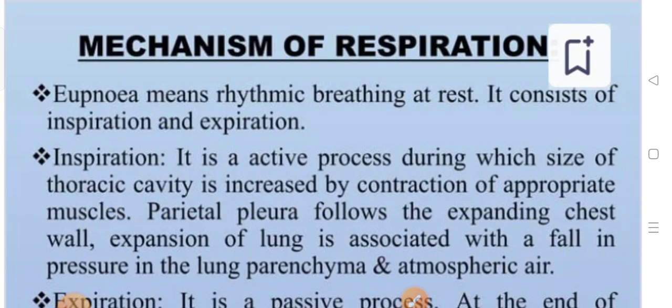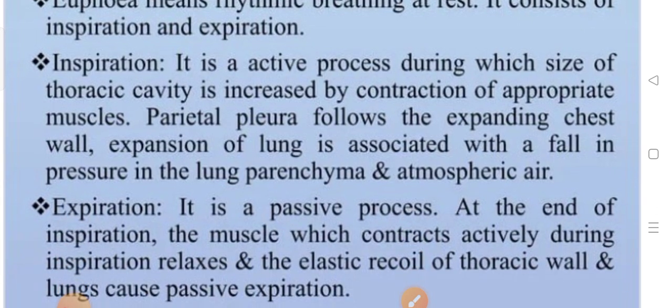Okay, so let me see the mechanism of respiration, how it takes place in the lungs of the respiratory system. Eupnea means rhythmic breathing at rest. Rhythmic breathing will be there when we are in a resting period. It consists of inspiration and expiration. Inspiration is an active process during which the size of the thoracic cavity is increased by the contraction of the appropriate muscles.